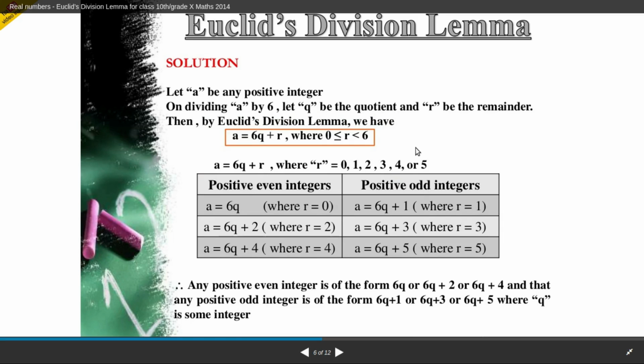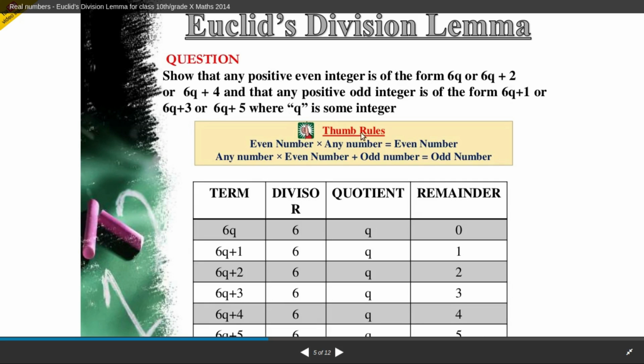Before solving this problem, just go through this thumb rule. This is the thumb rule, simple. Whenever we multiply an even number with any other number, what do we get?